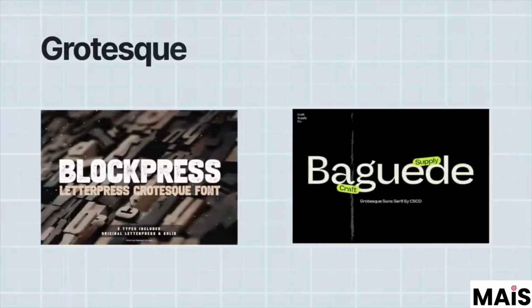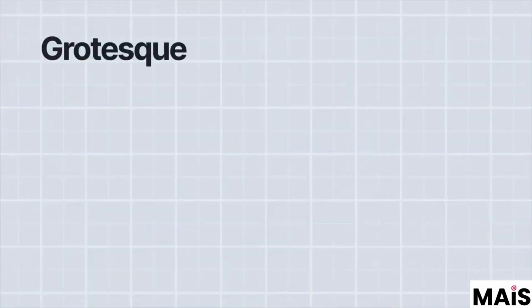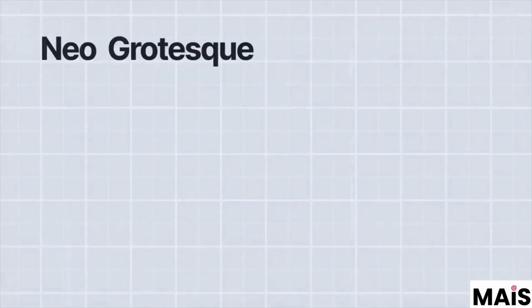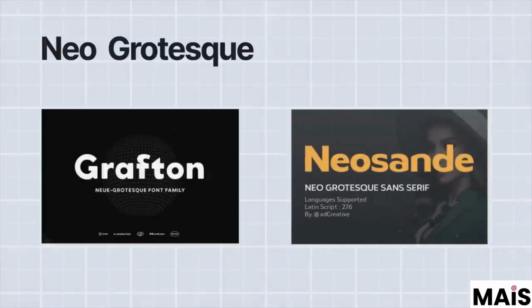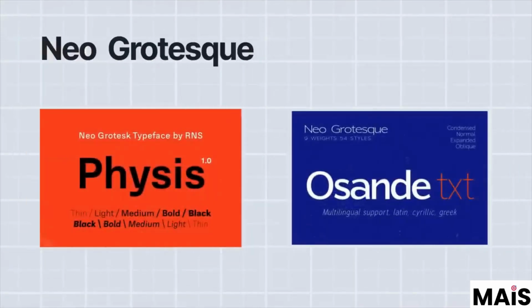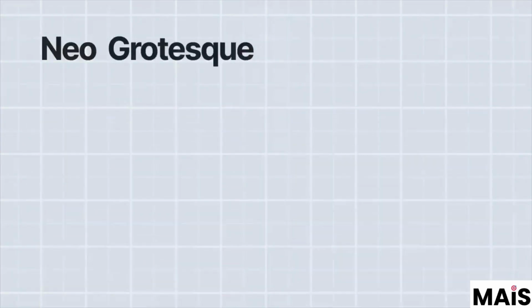There are grotesque sans serifs, and these fonts were commercially popular in the 1900s. They feature a slight contrast between thick and thin strokes and an open aperture gap in some characters. Neo-grotesque sans serifs are refined versions that came later and were intended to be more neutral and legible. They feature a uniform stroke and a closed aperture gap.